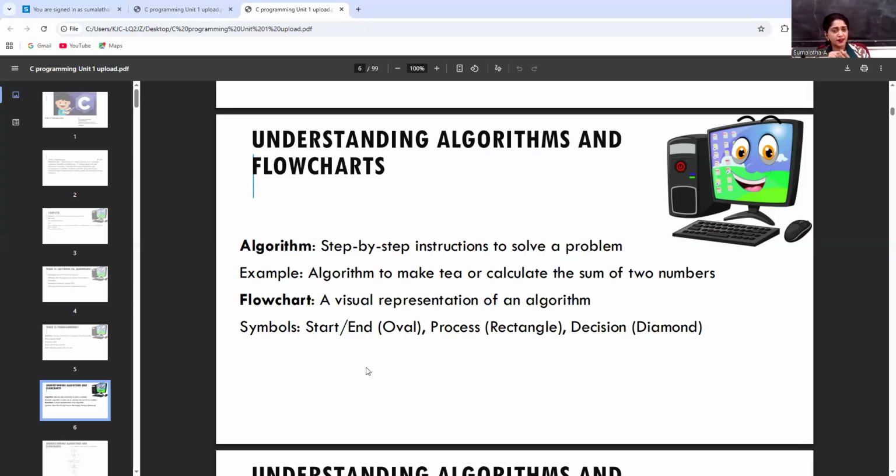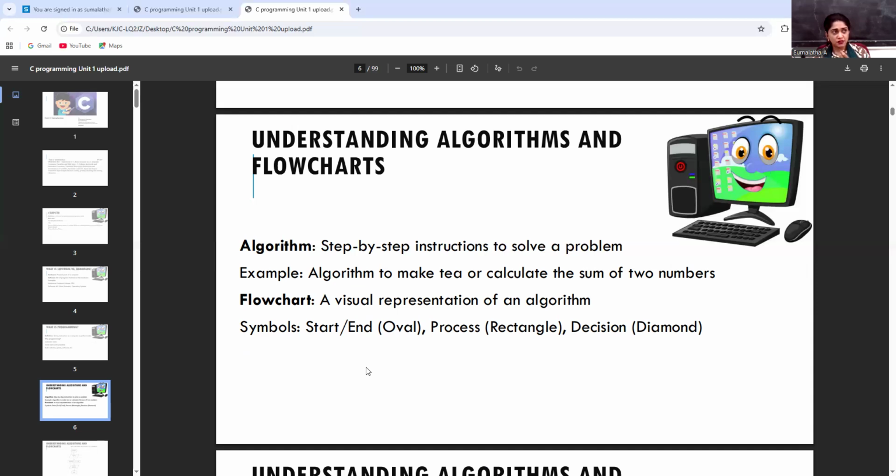So here it says they're trying to do a step-by-step instruction in order to solve a given problem. So here they've just given an algorithm to calculate the sum of two numbers. As we all know, in all our day-to-day activities, we follow a procedure. It can be any activity for that matter, right?